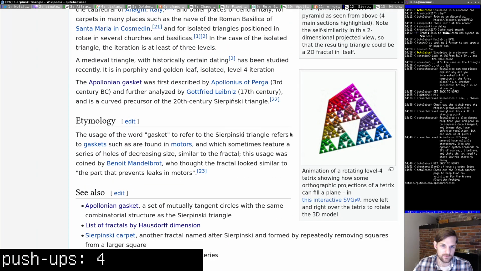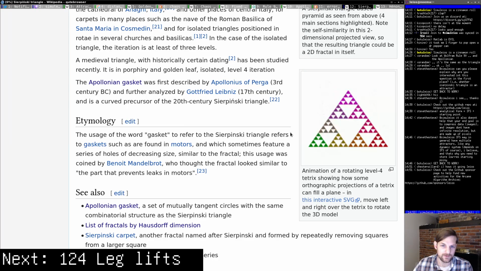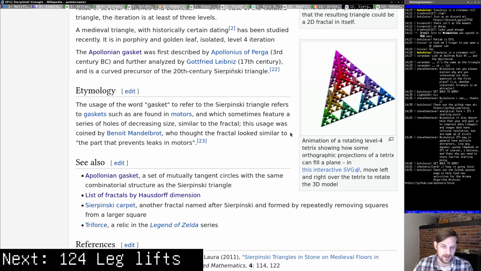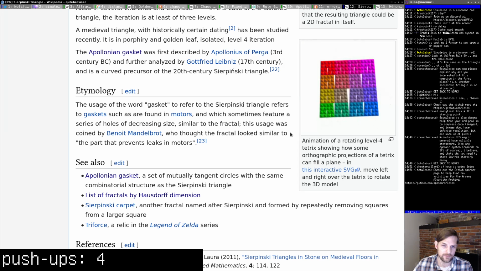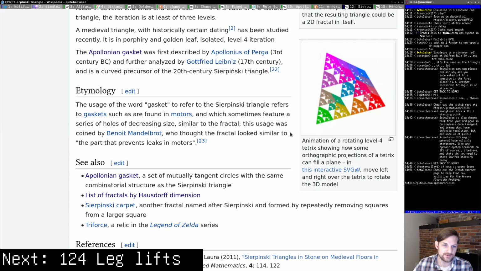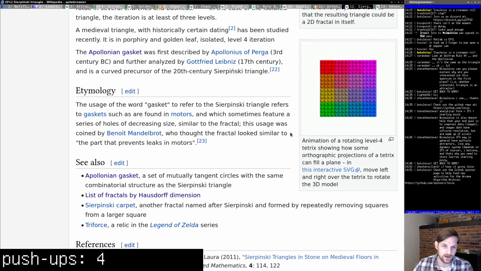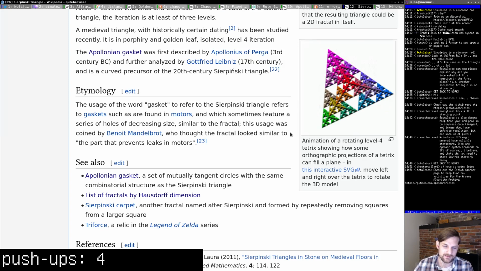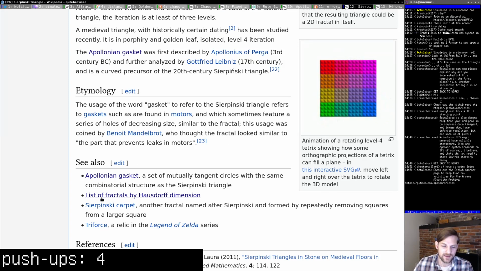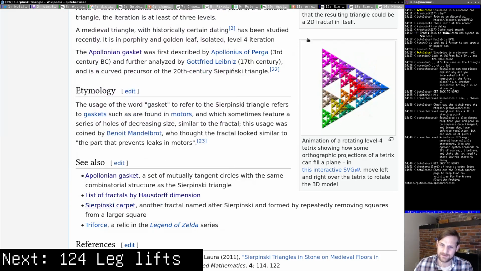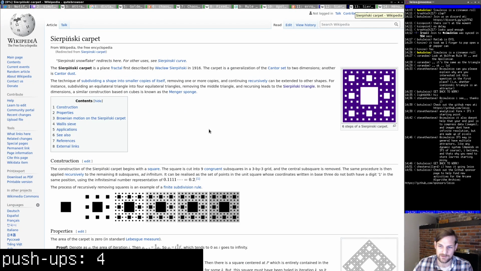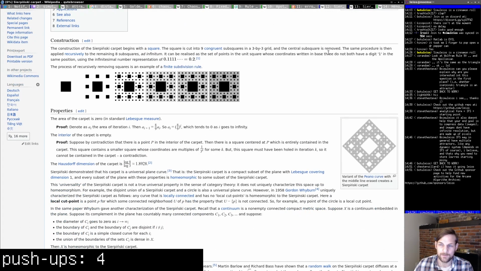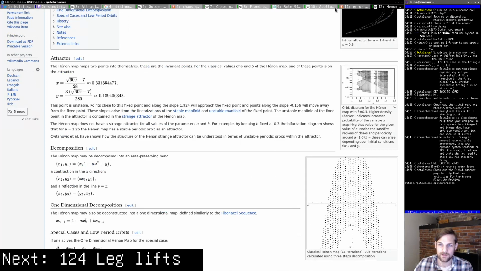the usage of the word gasket refers to the Sierpinski triangle. To refer to the Sierpinski triangle refers to gaskets such as are found in motors, which sometimes feature a series of holes of decreasing size, similar to the fractal. This usage was coined by Mandelbrot, who thought the fractal looked similar to the parts that prevent leaks in motors. Okay. And then, of course, we have Sierpinski gasket. Now, that... Oh, okay, it's just a square version of Sierpinski gasket. Fair enough. Let's remove that.